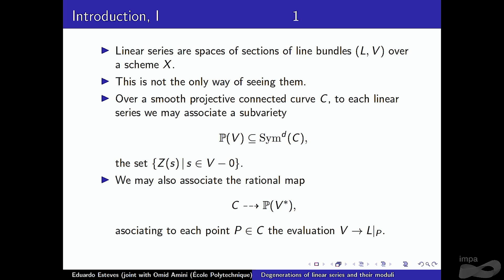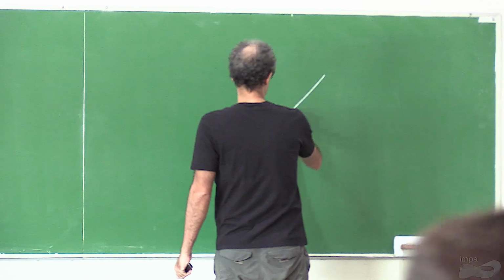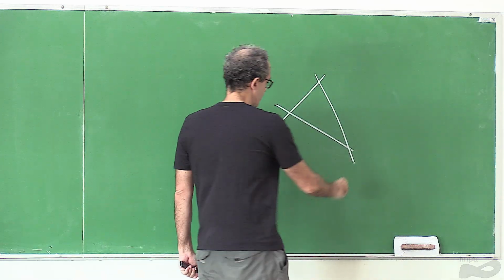Okay, but what happens is that when the curve is reducible, this is not possible anymore. We can still talk about linear series, of course, but these three ways of seeing things don't really work quite well. So I propose a very simple example for us to follow through this. So think of a triangle. So that's our triangle.